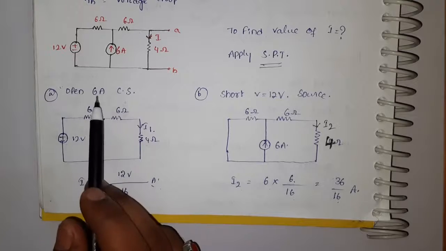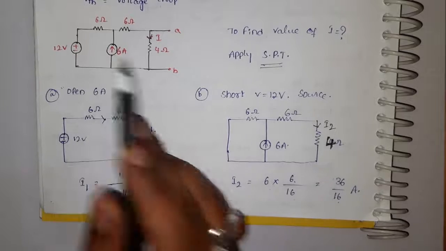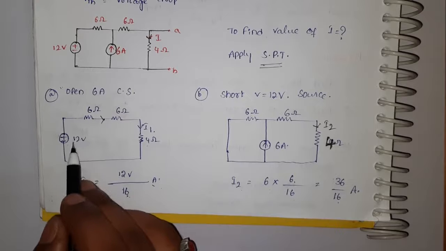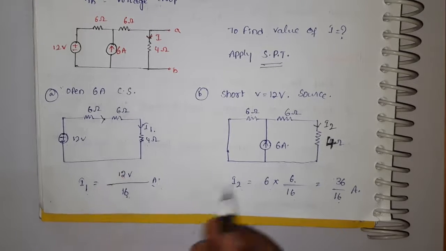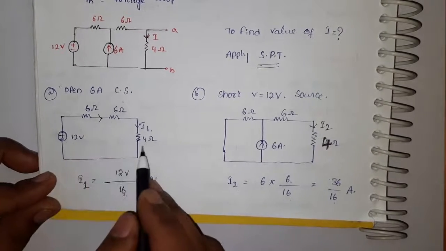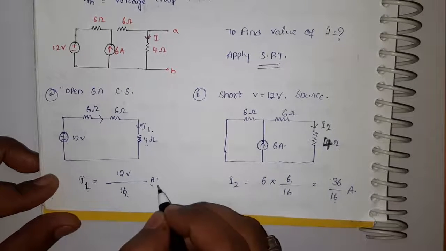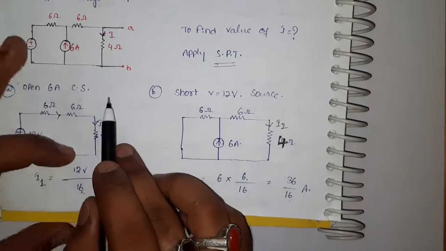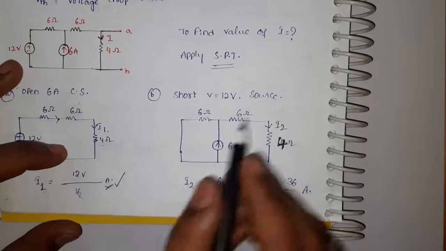So let us start with opening the 6 ampere current source. If we open the 6 ampere current source, 12 volt will be the voltage source across this series combination of resistors 6, 6 and 4. So the value of I1 will be 12 volt by 6 plus 6 plus 4, that is 16, 12 volt by 16 ohm, 12 by 16 ampere, that is the current. And then short the 12 volt voltage source, that is I2.